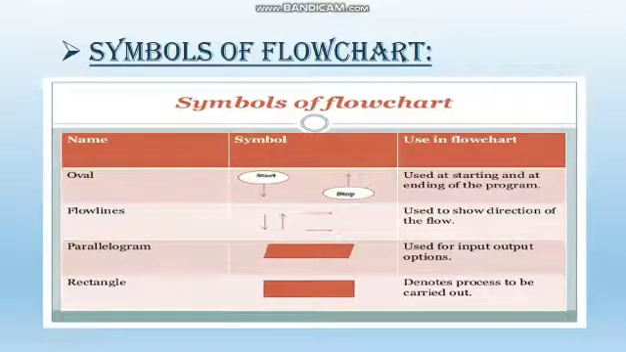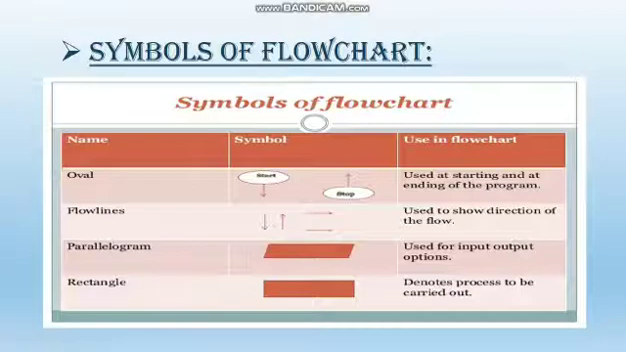While writing the flowchart, we have to keep in mind the use of the symbols and the shapes of flowcharts. Fine. The first symbol is the oval. The oval shape is used for start and stop. When we want to start the flowchart, we use this symbol, and when we want to finish the flowchart, we use this symbol, at the starting and the ending of the program. Flow lines are used for direction. They show the direction of instructions used in the flowchart, the direction of the flow.